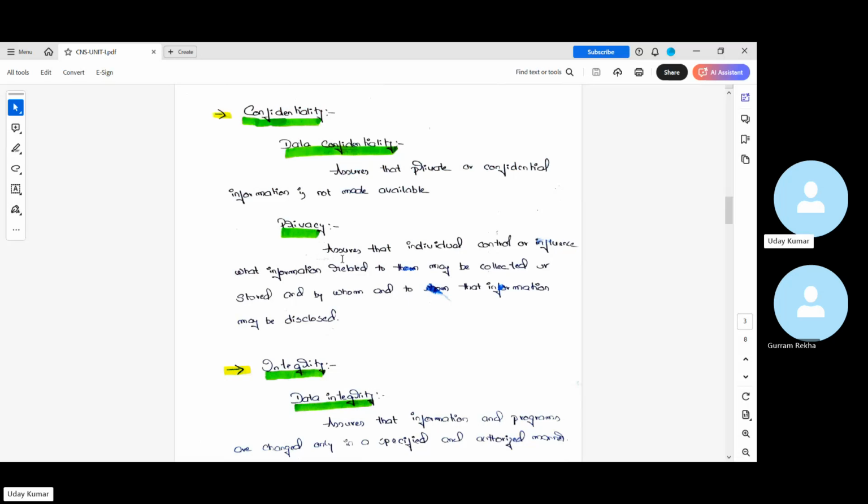Privacy is whenever you are showing the information to someone, students, you should know to whom you are actually showing. Is he an authorized person? Is he your trusted person, right?